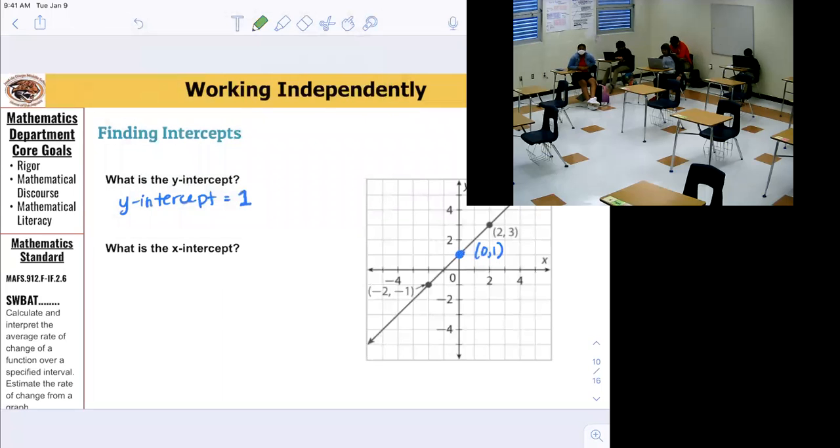Negative 1, 0. Yeah, negative 1, 0. So the x-intercept is negative 1. So again, on this type of graph, it's just about looking and seeing where it is. When you have a real world scenario is when you have to tell me what it means. So let's do an example where you have to tell me what it means.